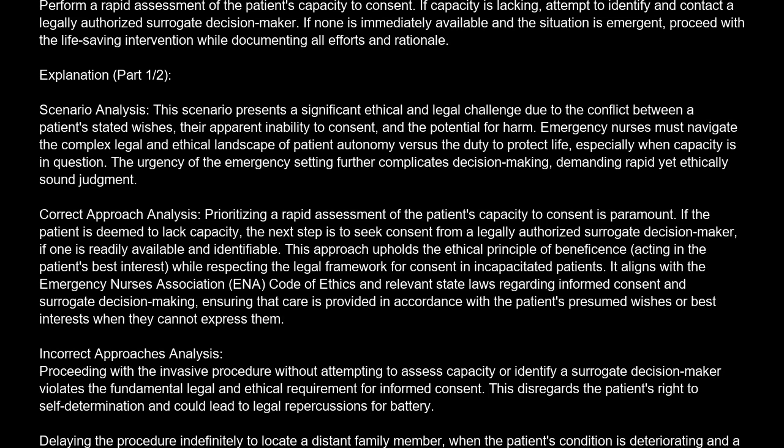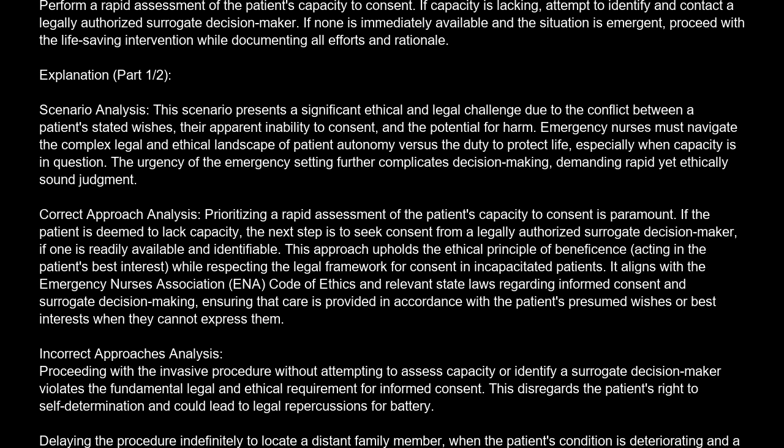The correct answer is D. Perform a rapid assessment of the patient's capacity to consent. If capacity is lacking, attempt to identify and contact a legally authorized surrogate decision maker. If none is immediately available and the situation is emergent, proceed with the life-saving intervention while documenting all efforts and rationale.